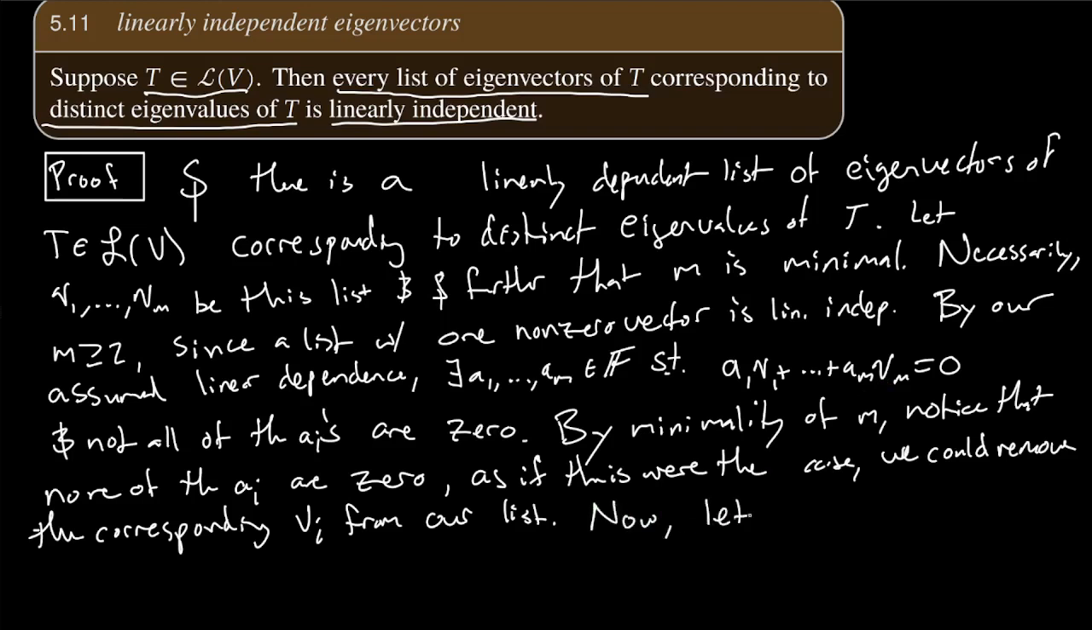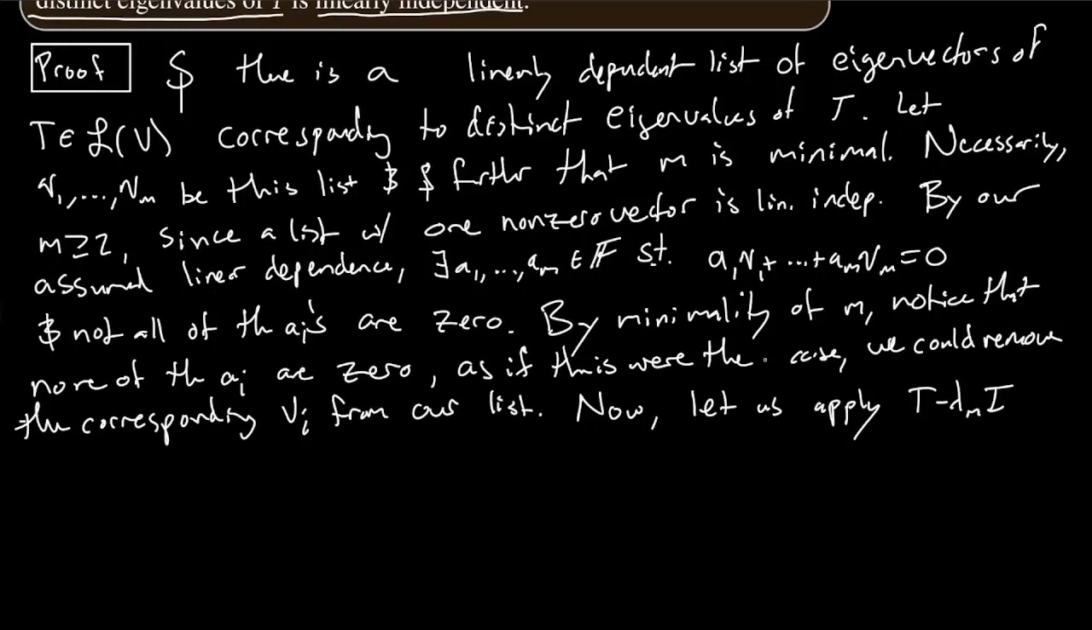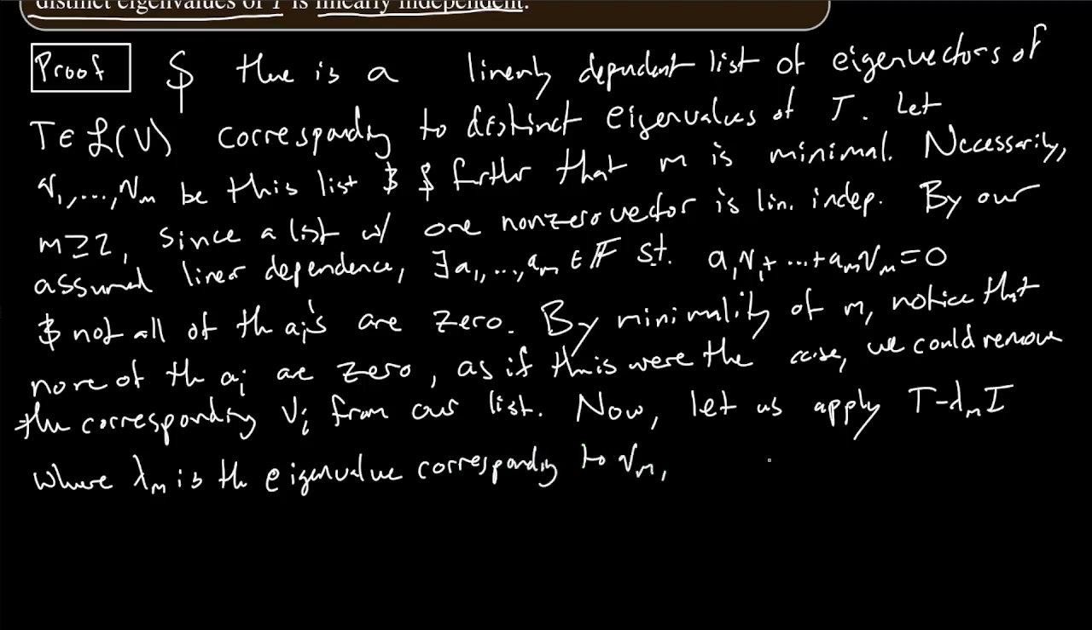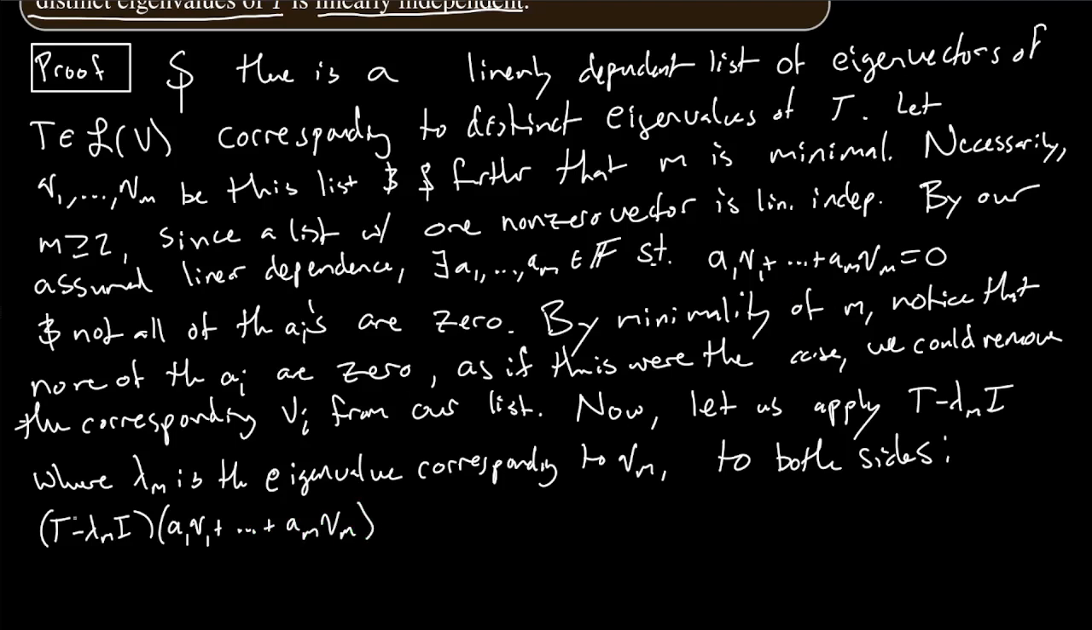Now, let us apply T minus lambda m I, where lambda m is the eigenvalue corresponding to vm, to both sides. Well, what are we going to get out? Let's just see. So let's write it. I've got T minus lambda m I, and I'm applying it to a1 v1 plus dot dot dot all the way down through am vm. I know on the other side that when I apply it, I'll get back 0. Okay, so I'll get 0 is equal to this.